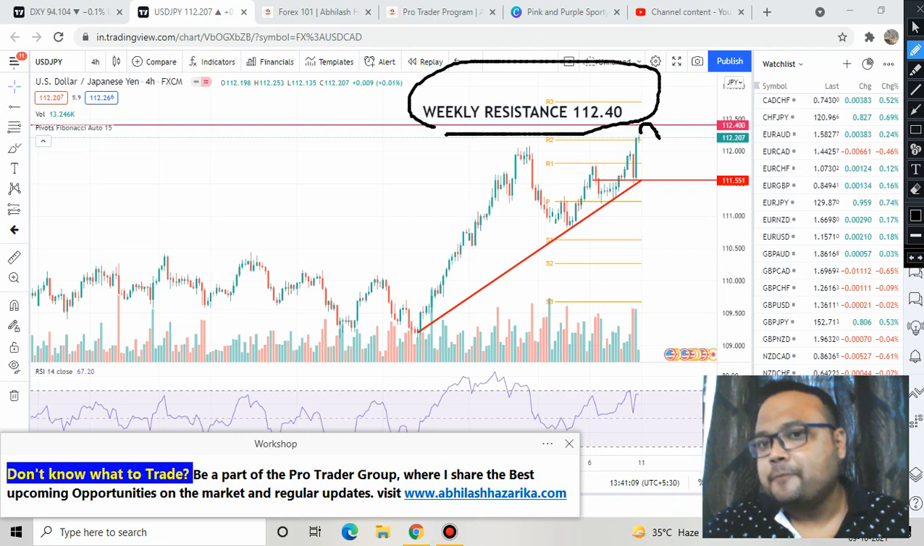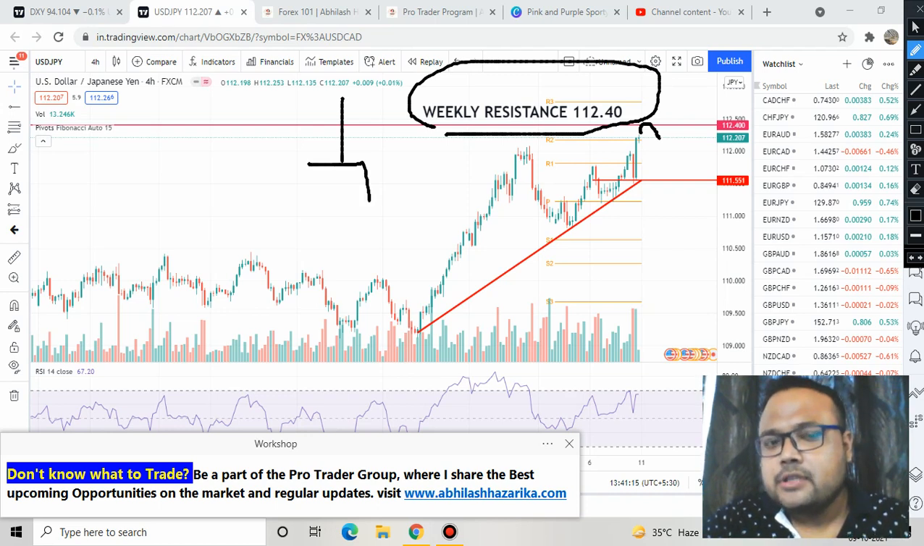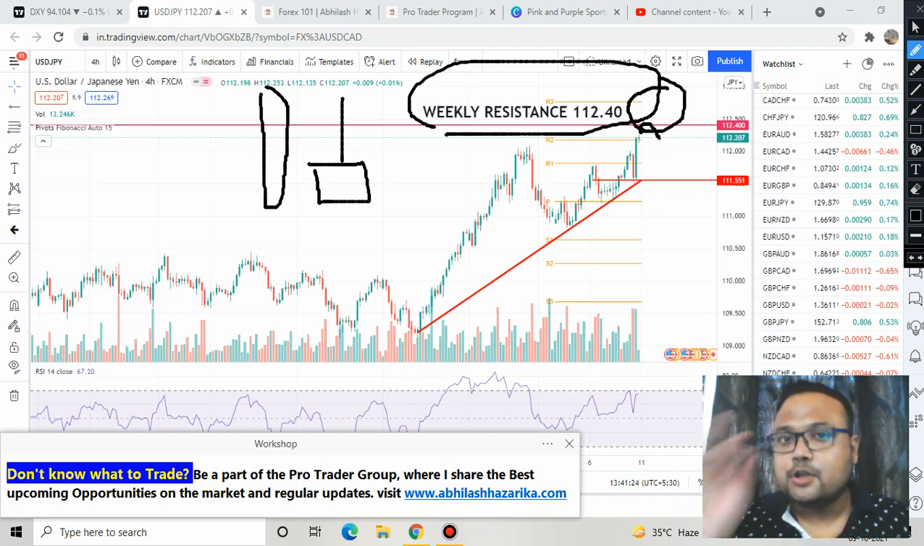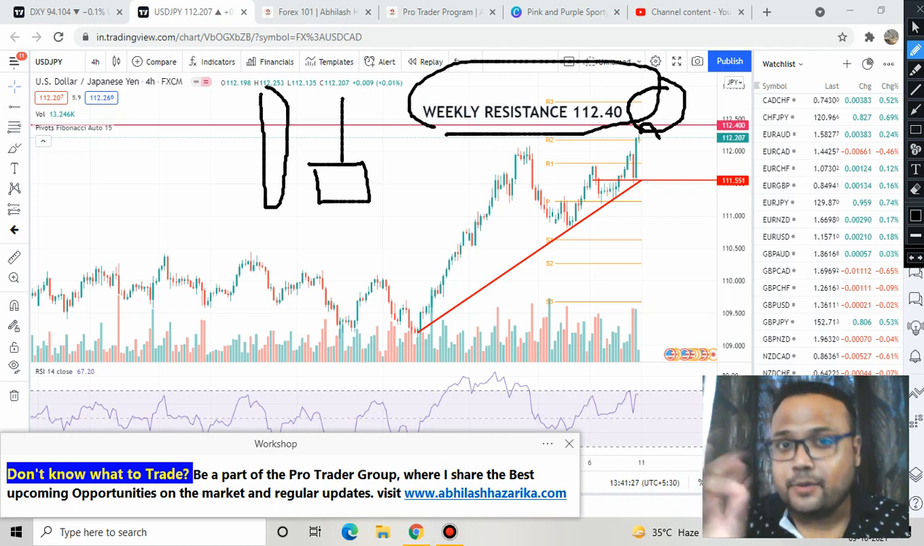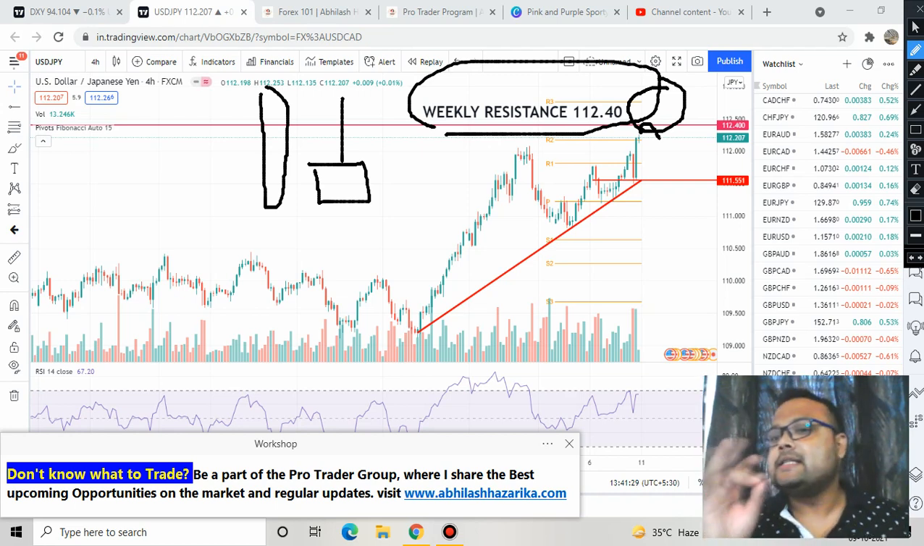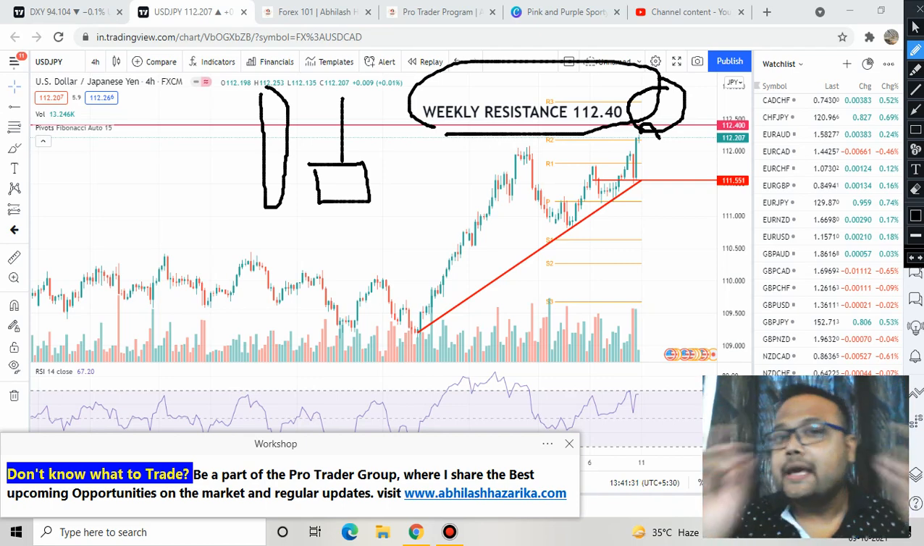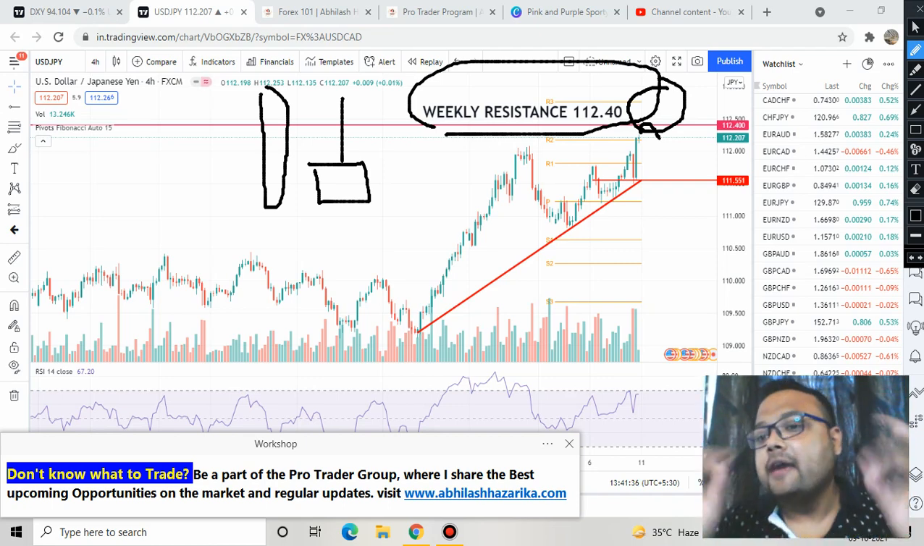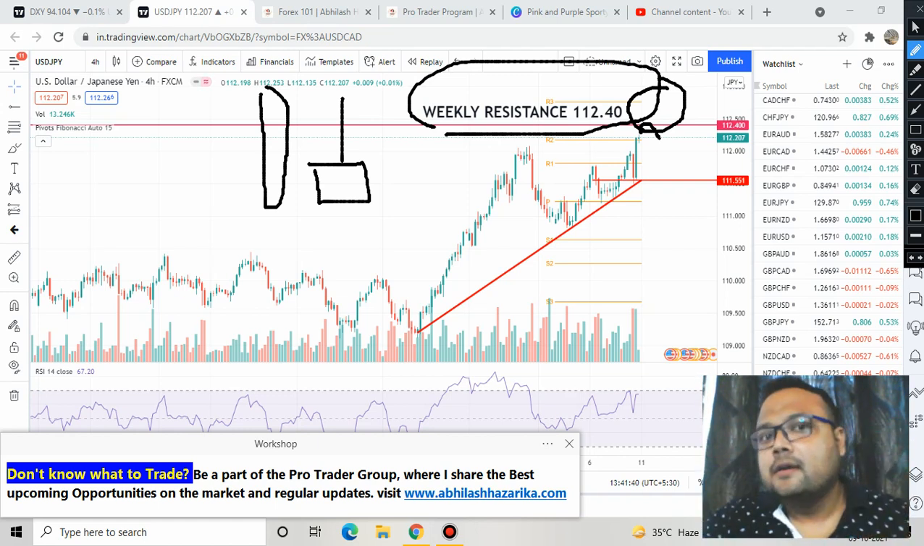Just keep in mind that the market should be reversing well. It means that if you see a shooting star kind of pattern, or a bearish engulfing pattern at the resistance, then only short the market. Otherwise, do not short the market. Listen to me carefully. This is a weekly resistance level. That's why we are going against the trend, or we can try to go against the trend, only if the market reverses.